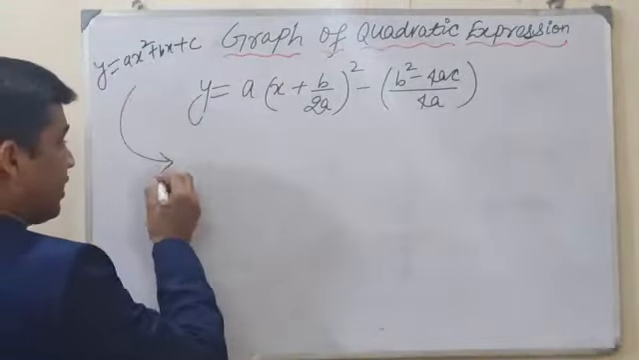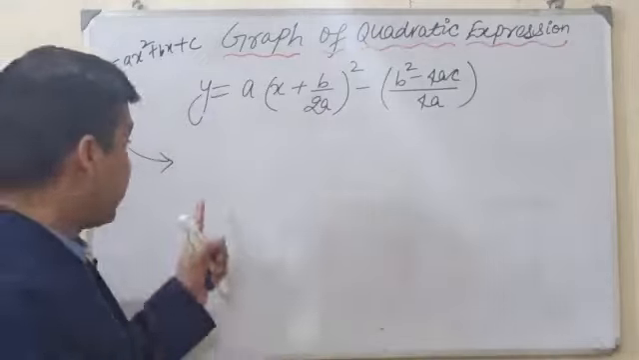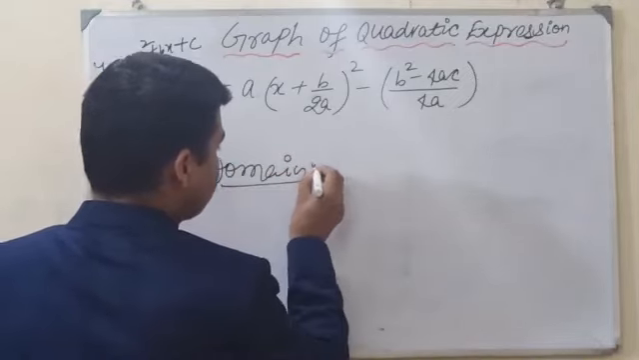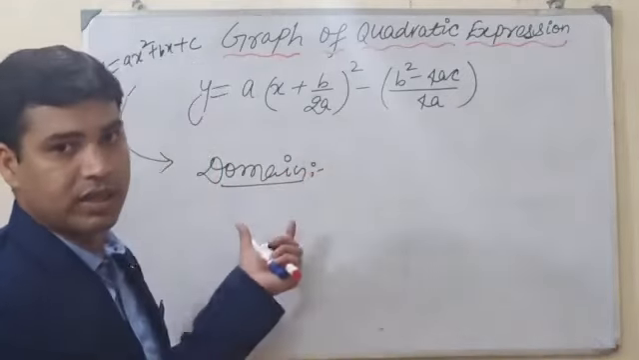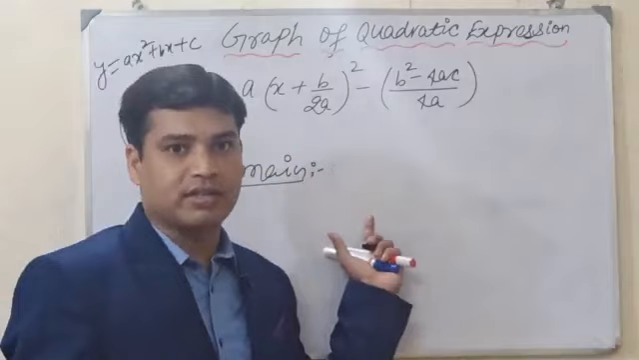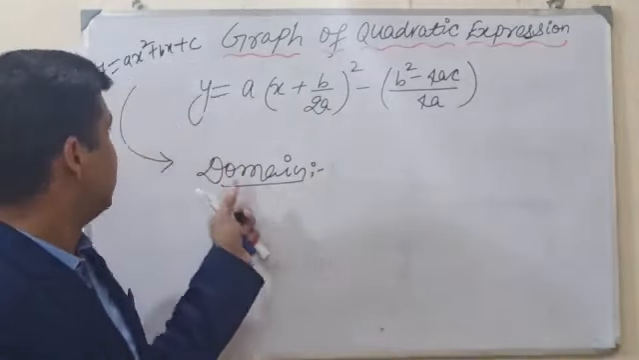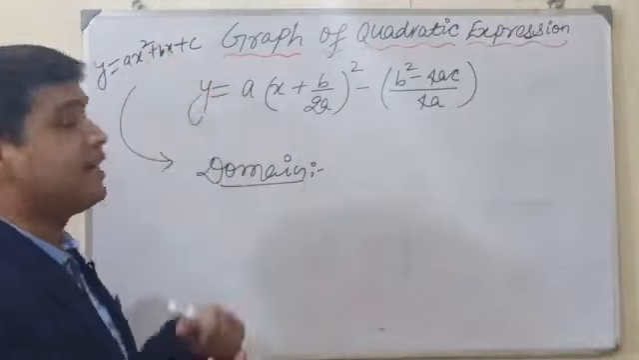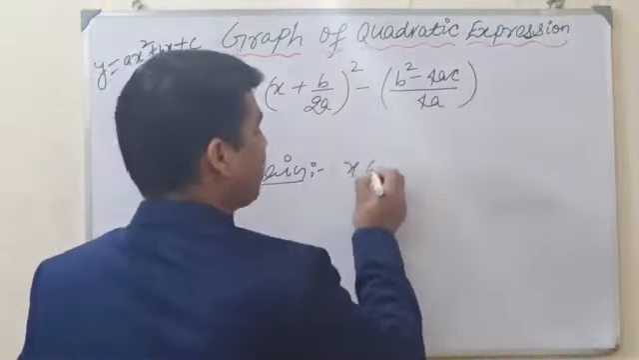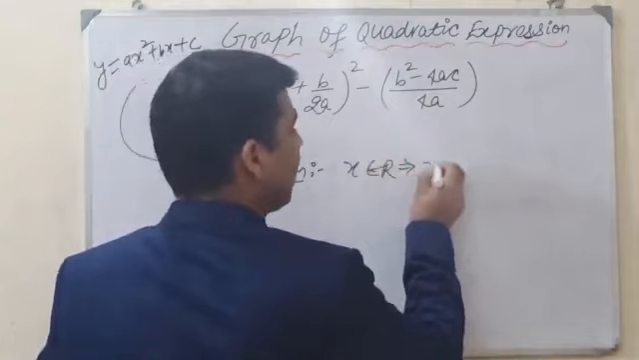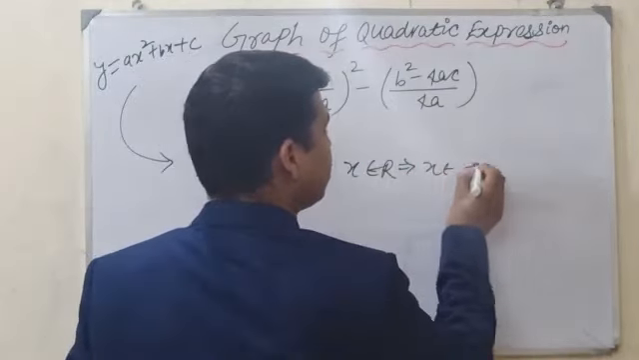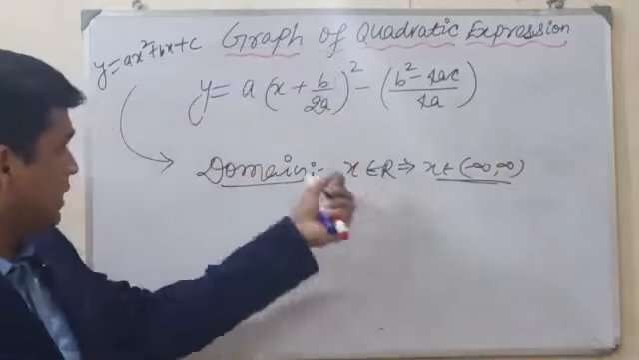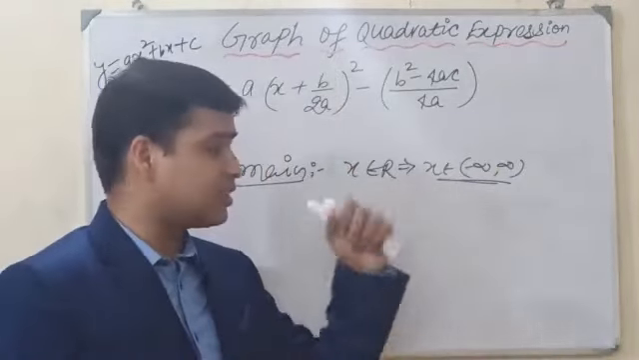So we want to write the domain. What is the domain of this expression? First of all, what is called domain? The set of all real values of x where the function is defined. In the denominator there is no variable, so the domain of this quadratic expression is x belongs to R, that is, x belongs to minus infinity to infinity. Actually this is the value of x; x lies between minus infinity and infinity.